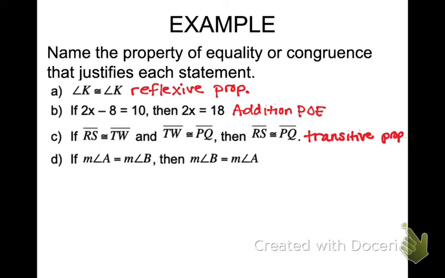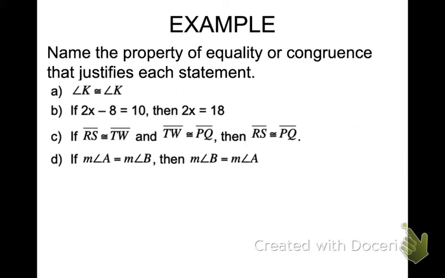And then the last one, if the measure of angle A equals the measure of angle B, then the measure of angle B equals the measure of angle A. Symmetric. Yeah, symmetric, your symmetry one. So symmetric property. Okay. So that sounded pretty good. I feel like we have those pretty well taken care of.